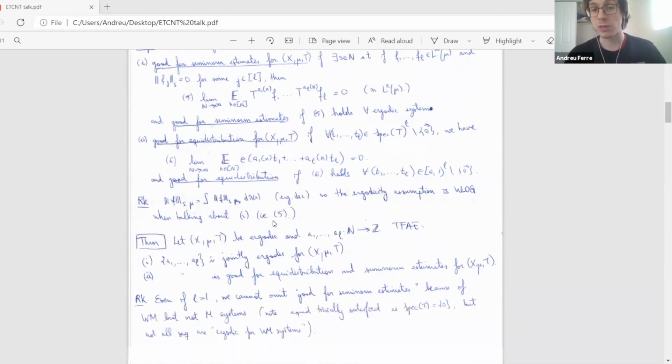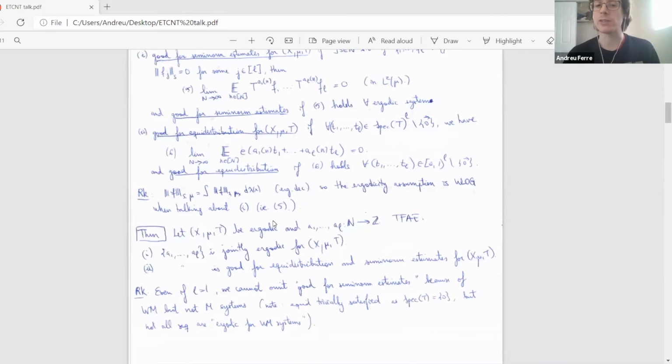Okay, so then the theorem that we care about is the equivalence, right? We have that A1 through AL is jointly ergodic for X, mu, T if and only if we are good for equidistribution and seminorm estimates, right? And like we talked about before, it's clear that joint ergodicity implies equidistribution. And something that is also true is that we cannot get rid of the seminorm estimates. And this is already clear in the case L is equal to 1, because if we have a weakly mixing but not mixing system, there's a sequence that goes to infinity along which we would only have the result for mixing systems.